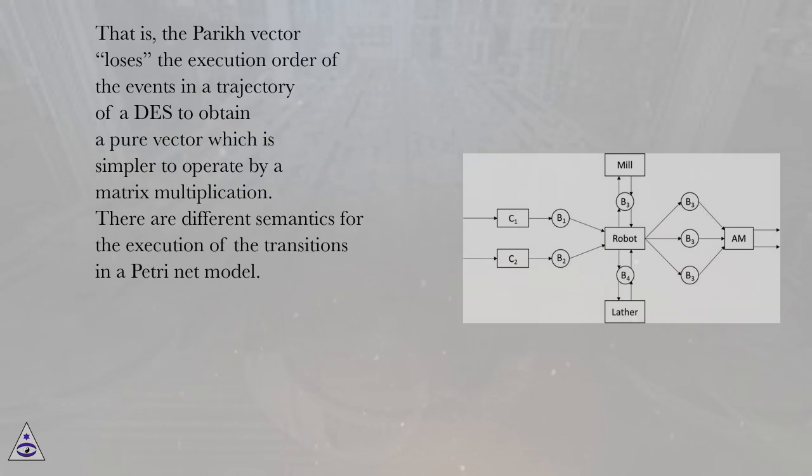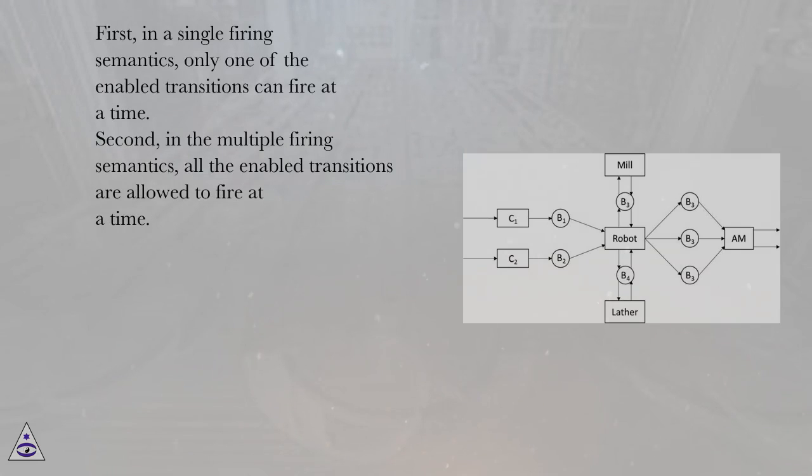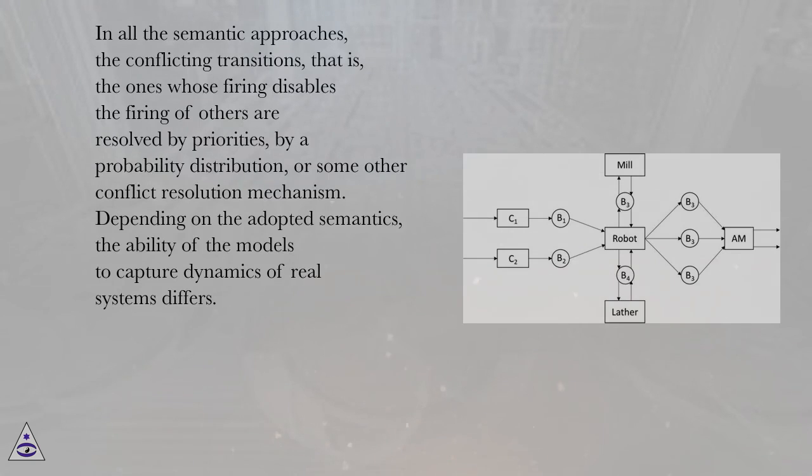There are different semantics for the execution of the transitions in a Petri net model. First, in a single firing semantics, only one of the enabled transitions can fire at a time. Second, in the multiple firing semantics, all the enabled transitions are allowed to fire at a time. In all the semantic approaches, the conflicting transitions, that is, the ones whose firing disables the firing of others, are resolved by priorities, by a probability distribution, or some other conflict resolution mechanism.